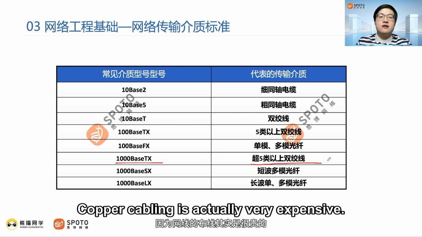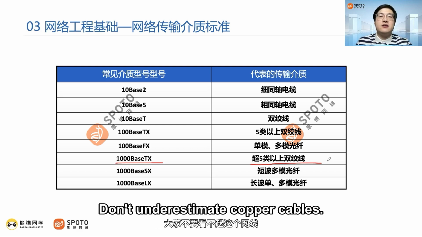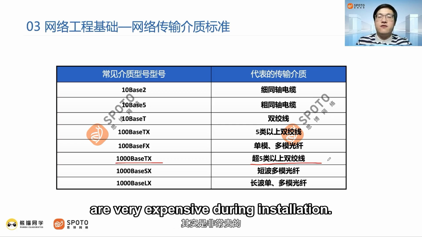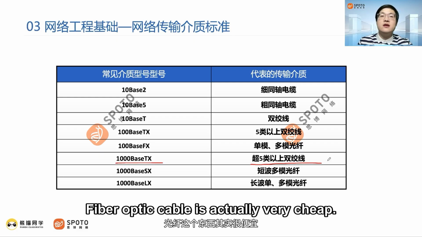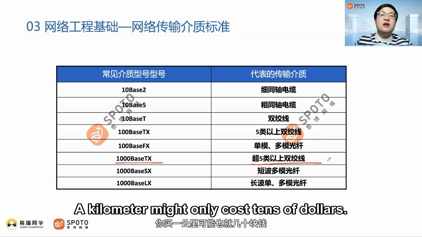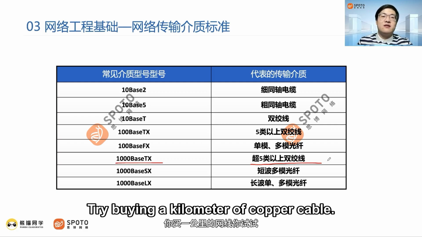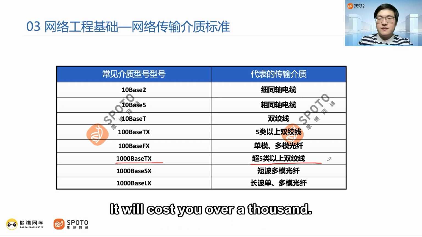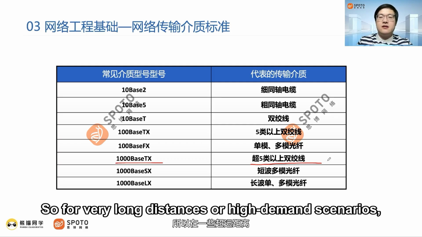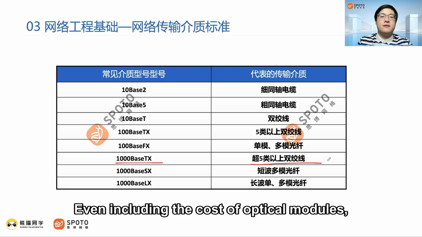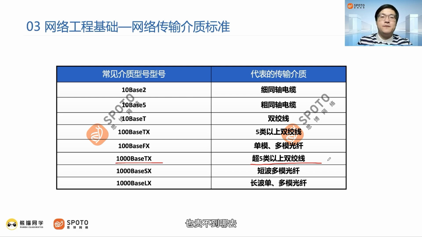Copper cabling is actually very expensive. Don't underestimate copper cables. National standard Cat 5e or Cat 6 cables are very expensive during installation. Fiber optic cable is actually very cheap. A kilometer might only cost tens of dollars. Right? Try buying a kilometer of copper cable. It will cost you over $1,000. So for very long distances or high demand scenarios, we recommend using fiber optics, because even including the cost of optical modules, it doesn't cost much more.